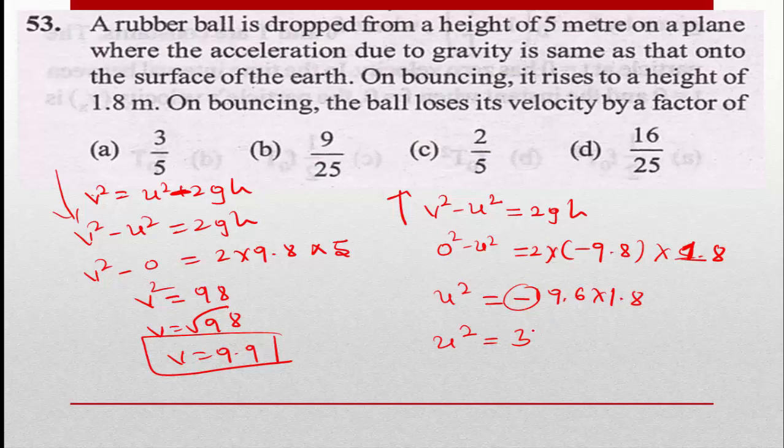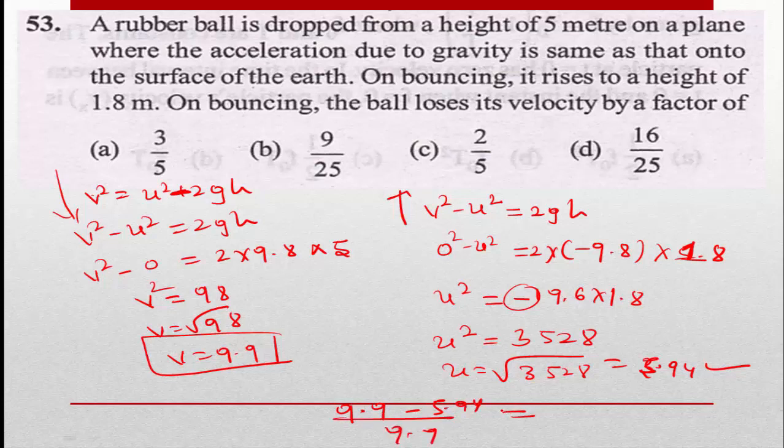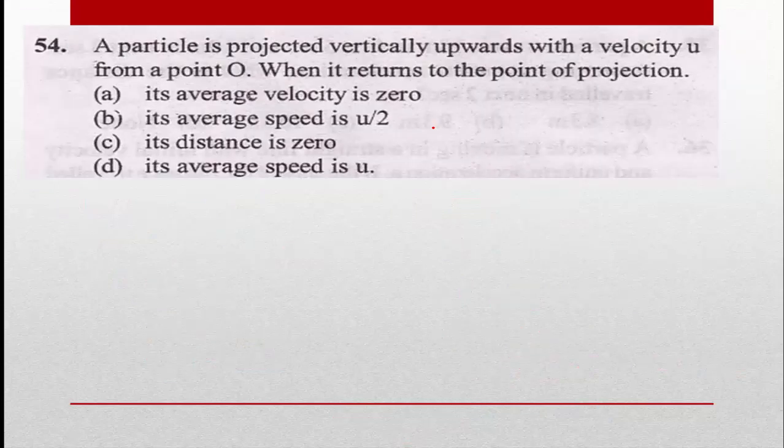19.6 into 1.8 into 2, we get the answer 35.28, or u is equal to root of 35.28. We get the answer 5.94. Here there is friction loss. The 9.9 minus 5.94 divided by 9.9, we get the answer 0.4, that is 2 divided by 5 value. Option C is the right answer for this question.